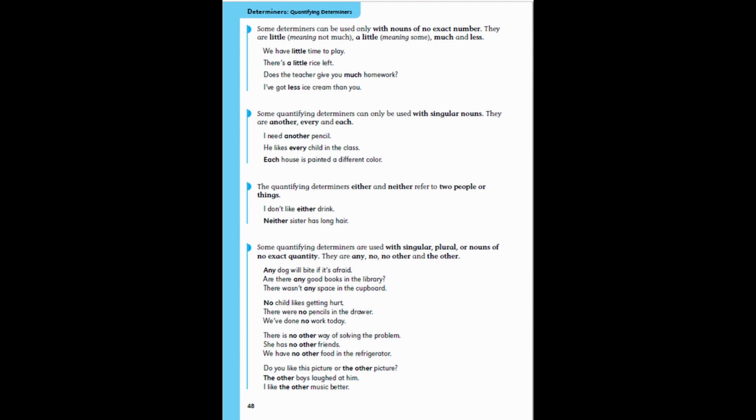Now pay attention. Little means not much. A little means some, right? If I say I have very little money left, that means I have basically no money left. But if I say I have a little money, that means I have some money.